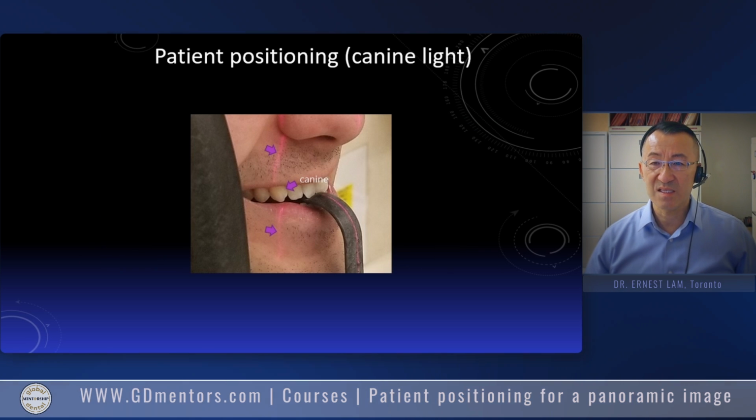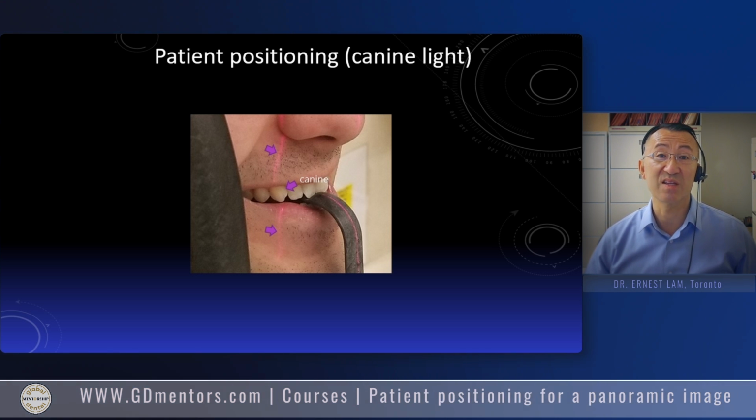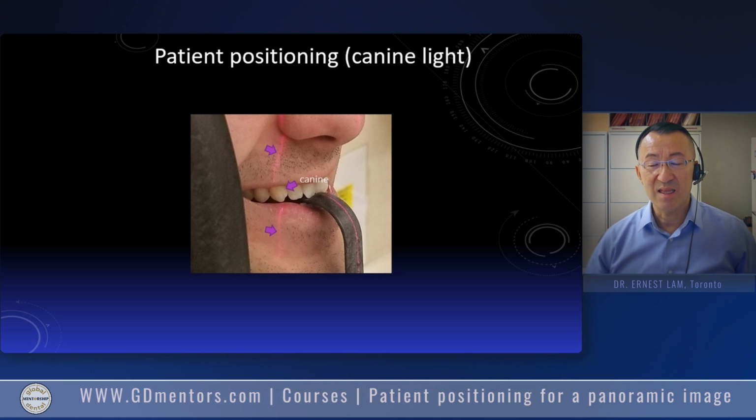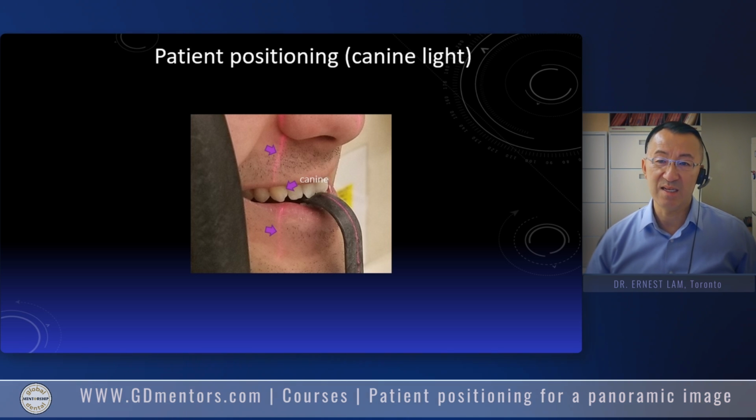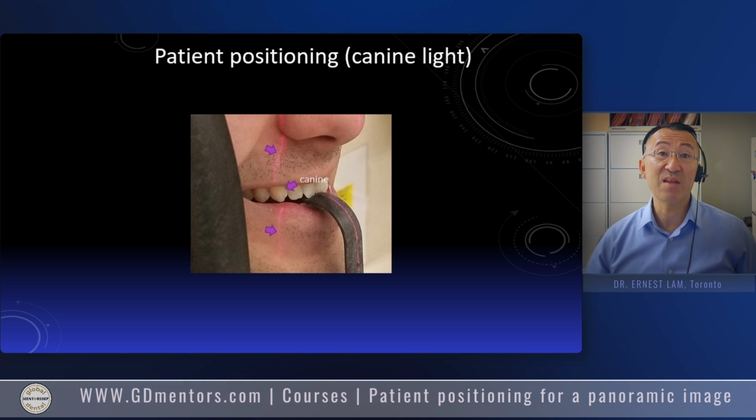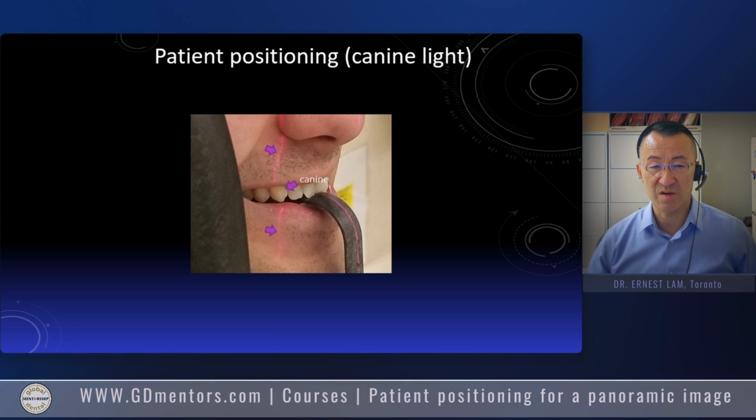As well, some older systems may incorporate a light in the location of the maxillary canine. This is called the canine light. And there is a motorized platform that allows the patient to be moved slightly anteriorly or posteriorly so that the laser light aligns with the canine. The laser light is another way of confirming that the patient's anterior teeth are located within the focal trough.